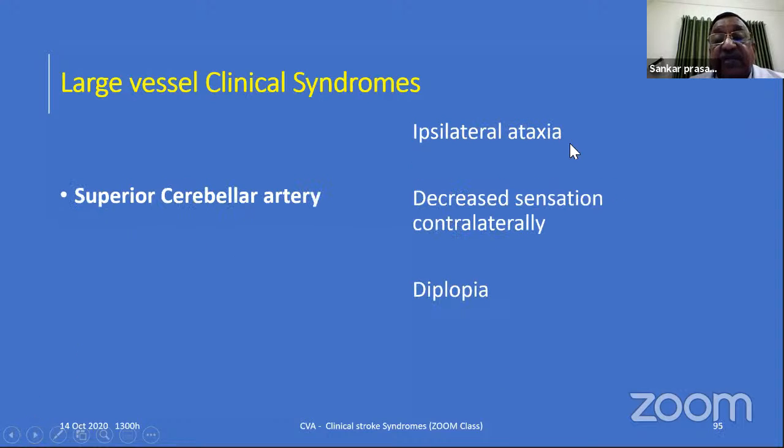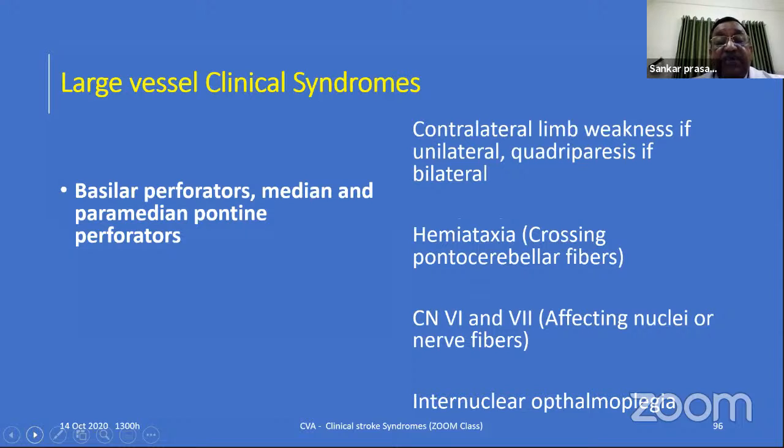And superior cerebral artery: ipsilateral ataxia, decreased sensation contralaterally, and diplopia, because various ascending and descending tracts are disturbed in the brainstem, you will get a large vessel occlusion. And basilar perforators, median and paramedian pontine perforators, if they are occluded, there will be contralateral limb weakness if it is unilateral, quadriparesis if it is bilateral.